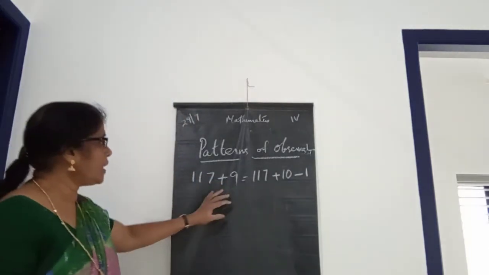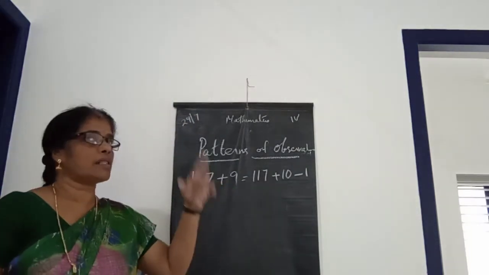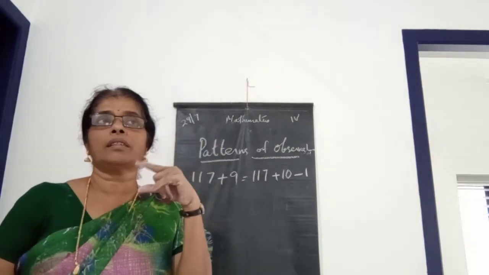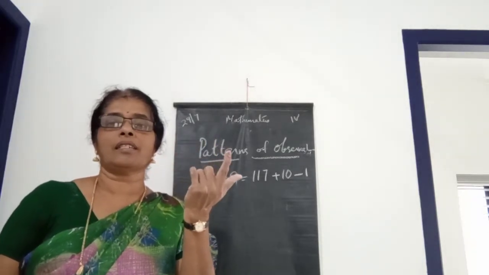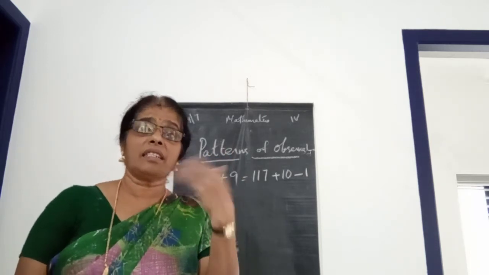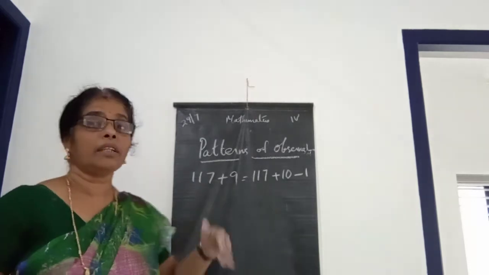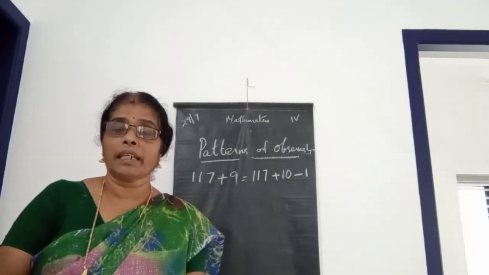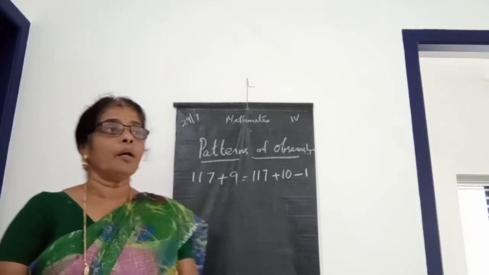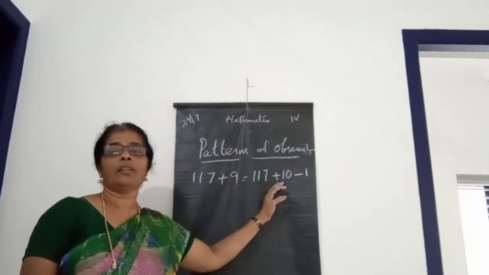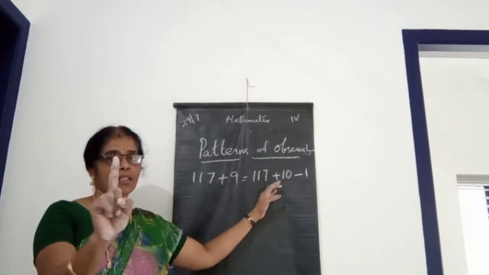So you can easily do it. Then 117 plus 9. You have to add 9 with 117. The easy way is 117 plus 10. You can add 10 with 117, that is 127, isn't it? But we want to add 9, not 10. Here we already added 10, so 1 is more.